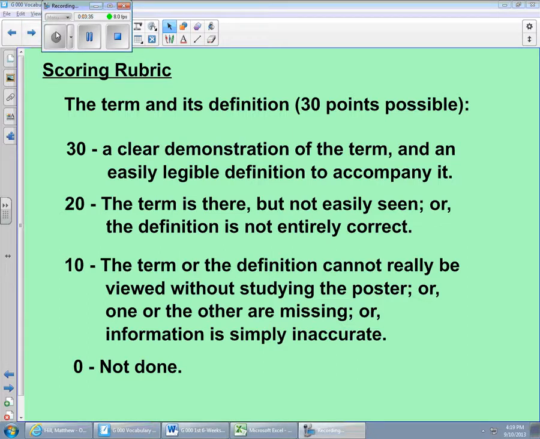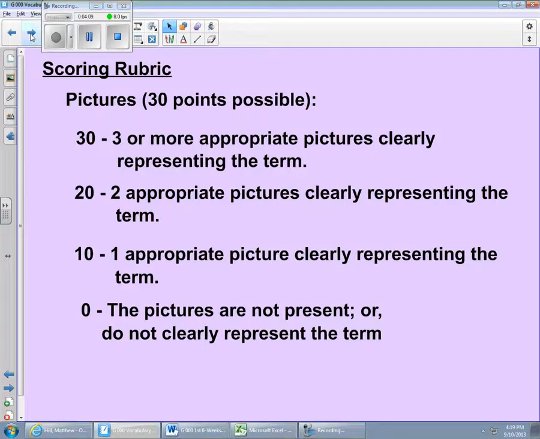Okay, it would be downgraded to about 20 points if your term was there, but it's not easily seen, like we have to search through the poster in order to find it, or maybe your definition is not entirely correct. So again, if you go to Google to get your definition rather than following the one that was given in class, then that is probably going to get you a downgrade of about 10 points. The 10 points on this section would be the term or the definition cannot really be viewed without studying the poster, or one or the other might be missing, or information is simply not right, and of course 0 points for it not being done.